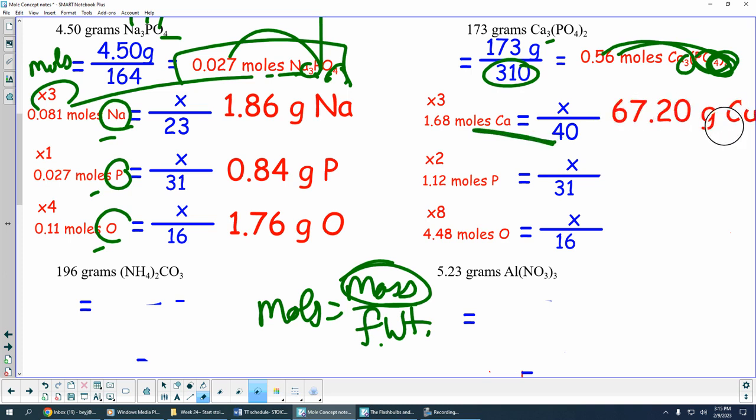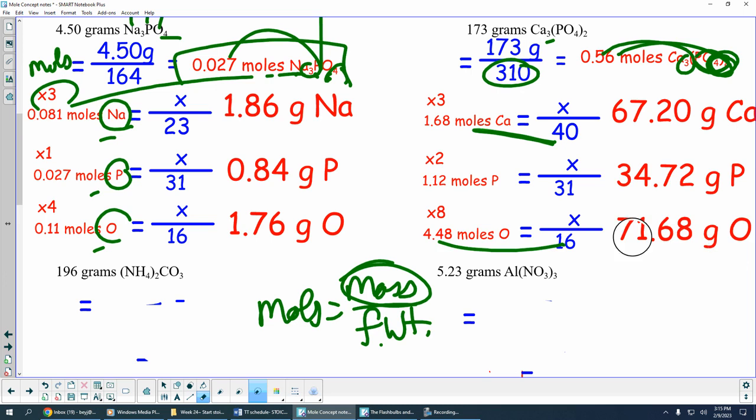That gets you 67.2 grams of calcium. Multiply gets me 34.72 grams of phosphorus. Multiply gets me 71.68 grams of oxygen.